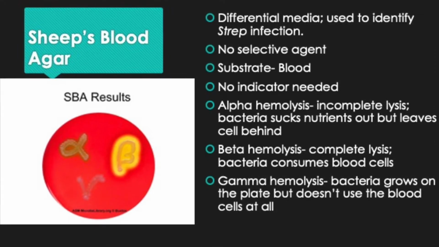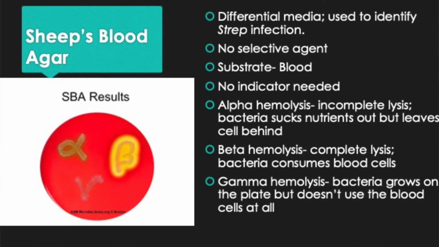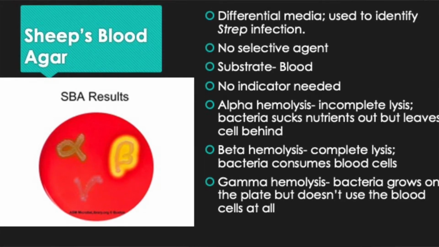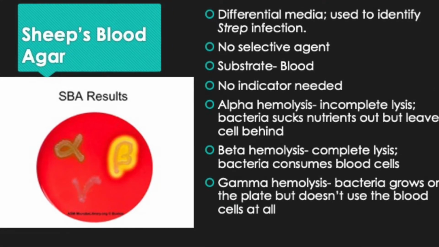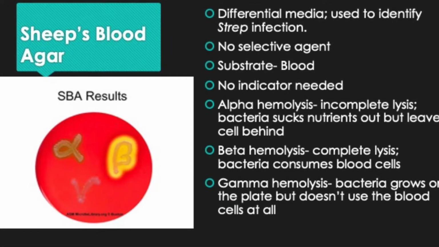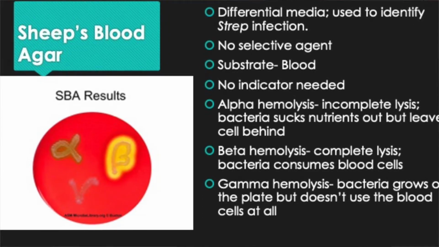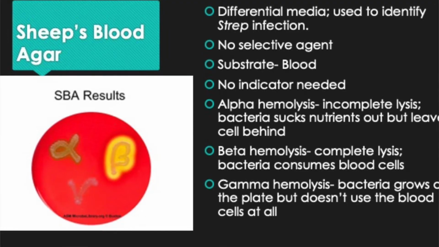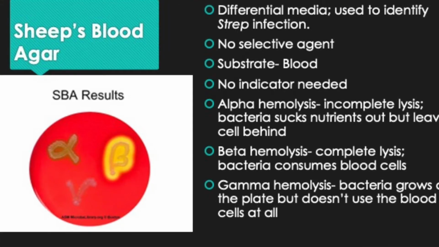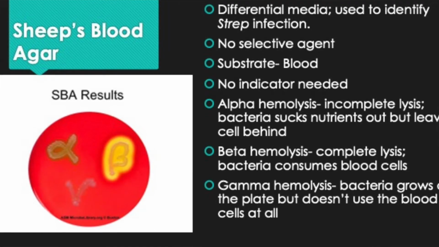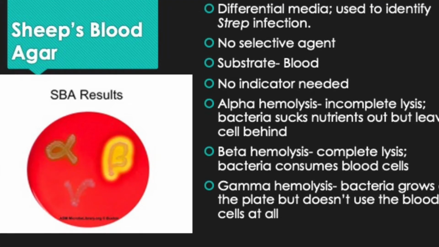Okay? Now, the reason why we do SBA is because of strep. If you've ever had a strep infection, you know that your throat hurts really, really bad. You have these massive white pus pockets in the back of your throat. Okay? That's because the strep is eating your blood cells. So that's why you have the absence of that red color in your throat and you have those pus pockets, because it's eating all of your blood cells. So that's one of the reasons why we do a blood agar plate.